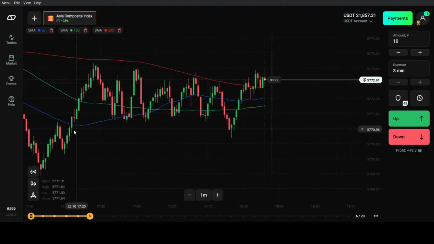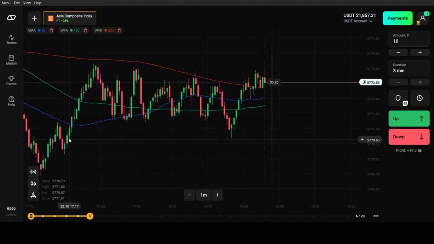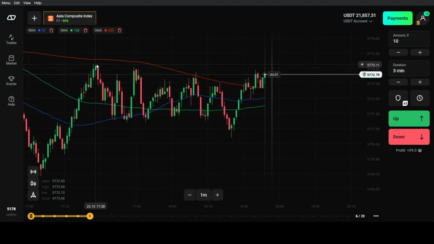For example, you see that from here, the candle came from down, it started going in the upward direction, intersected the SMA 50, and then it kept on going up. As soon as this intersection happens, observe that there is an uptrend.